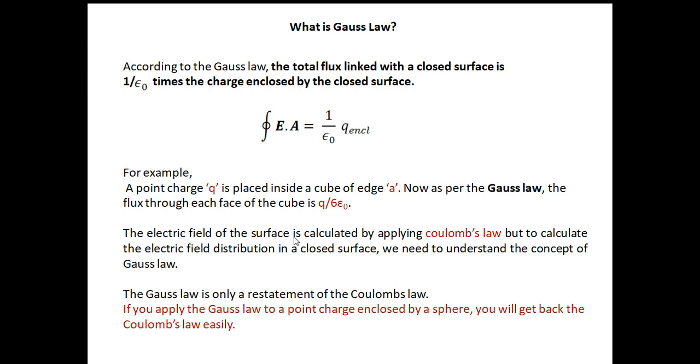The electric field of a surface can be calculated by Coulomb's law also. We can very easily use Coulomb's law. But to calculate the electric field distribution in a closed surface, we need to understand the concept of Gauss's law. In fact, I will say Gauss's law is only a restatement of Coulomb's law. It is said in a different way. If we apply Gauss's law to a point charge enclosed by a sphere, we will get back Coulomb's law easily.